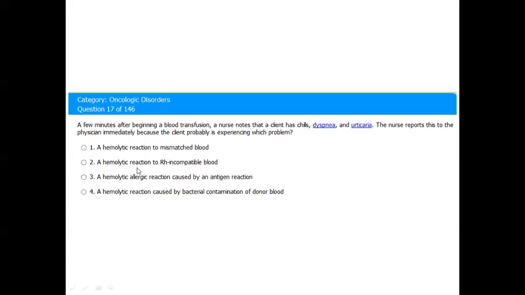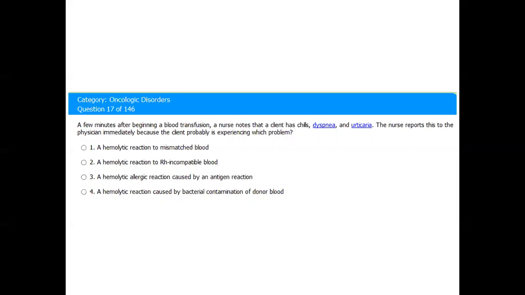If the patient has a hemolytic reaction, the patient develops chills, fever, or tachycardia. If you check the blood pressure, it will go down and the heart rate will go up. We immediately stop the blood transfusion and notify the healthcare provider.